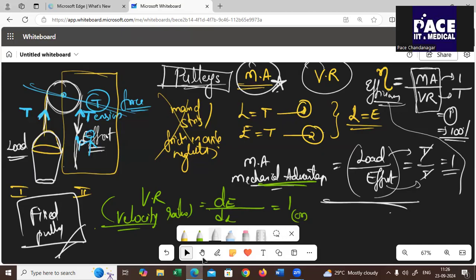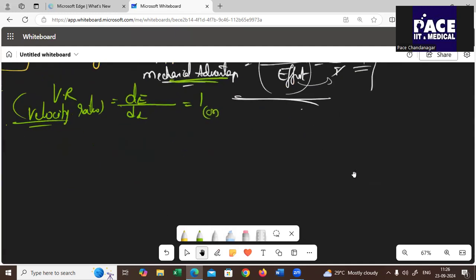Now let's move on to the movable pulley part. I hope I'm clear with this fixed pulley part. In case I'm going a little bit faster, please pause it, try to understand it, and then move further. Without understanding, please don't go further. Okay. Now, let's go with the single movable pulley. The earlier case was a single fixed pulley. Now it is a single movable pulley.